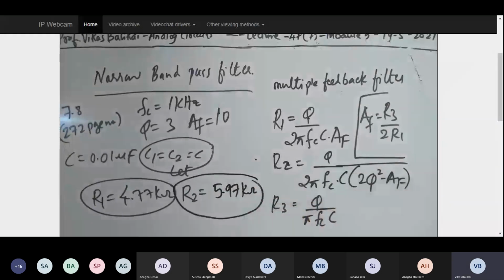Similarly, I'll calculate R3. R3 is quite simple: Q divided by pi FC into C. So this is 95.5 kilo ohm. So I achieved the values of R1, R2, R3, and C1, C2 I just assumed. Once we know all these values, I can draw the circuit and use these components in building the filter.